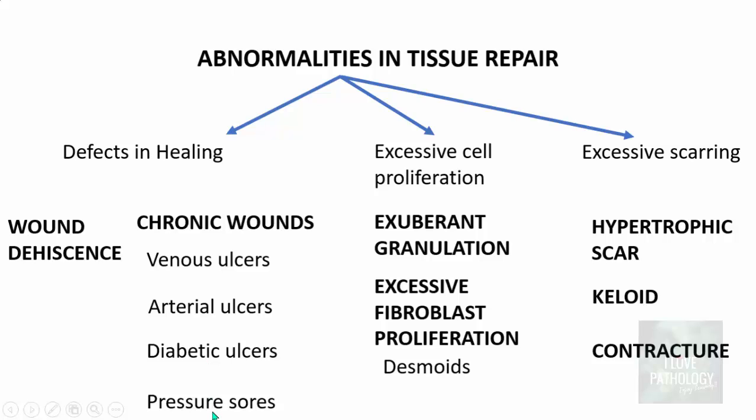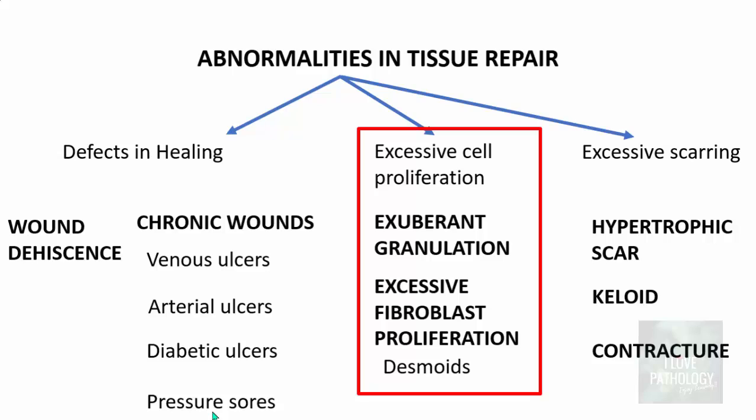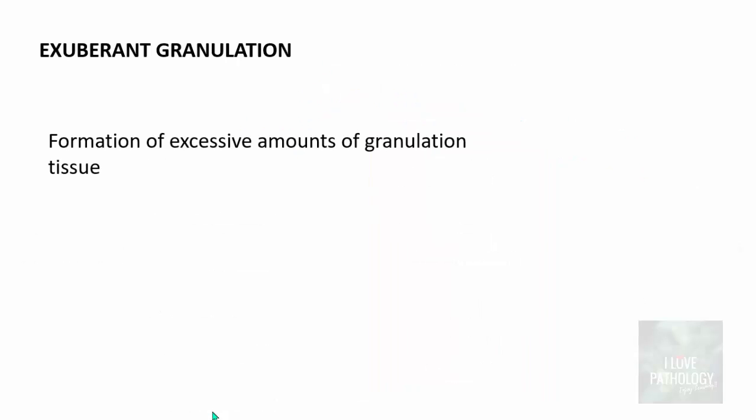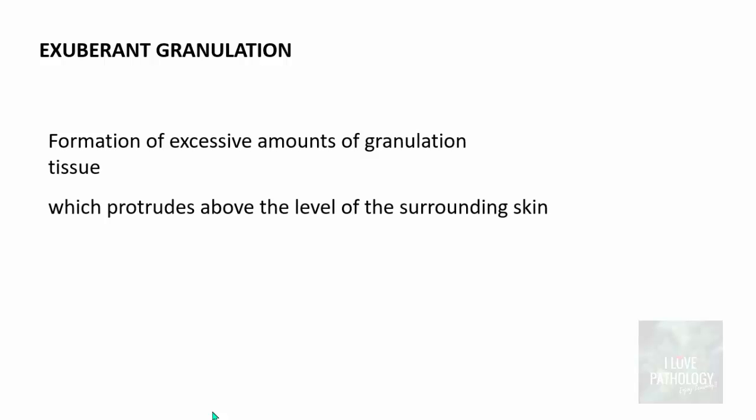Now we'll move on to understanding excessive cell proliferation leading to abnormalities in tissue repair. The first one being exuberant granulation. So what is this exuberant granulation? It is the formation of excessive amounts of granulation tissue which protrudes above the level of the surrounding skin.